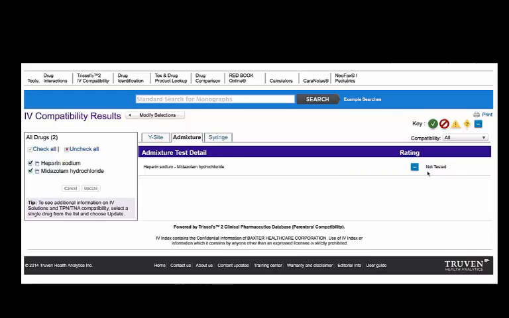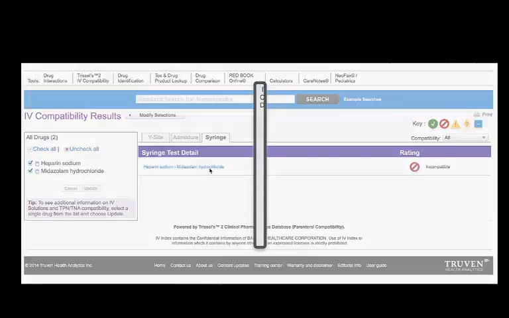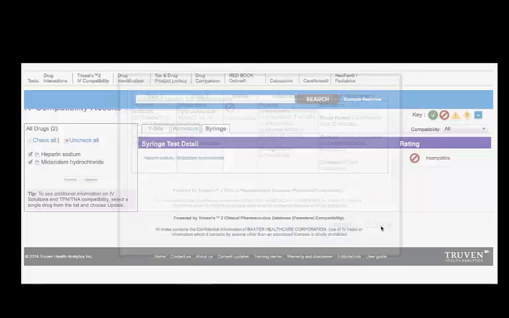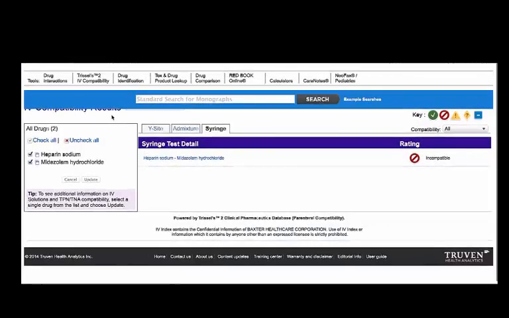Admixture means that they're mixed in the same bag, and you can see it was not tested. And syringe means heparin plus midazolam in the same syringe. And I can see that this is incompatible. Now, of course, this heparin was much more concentrated at 2,500 units per 1 ml. But you can see that if added to midazolam, 3 milligrams, 5 milligrams per ml, that it's physically incompatible. Turbidity or precipitate appears within 5 minutes of mixing.